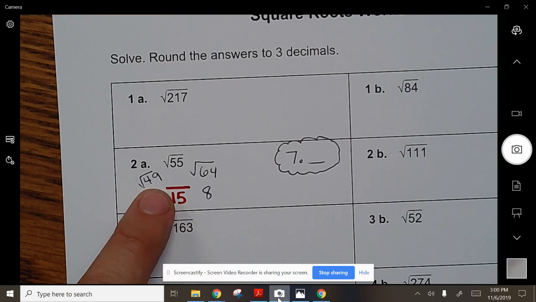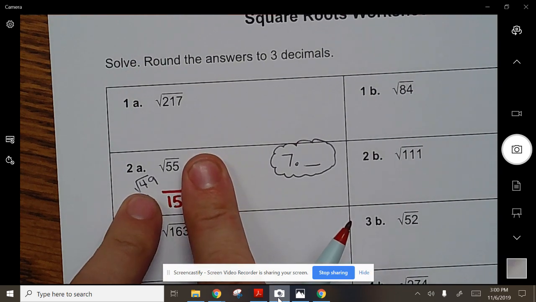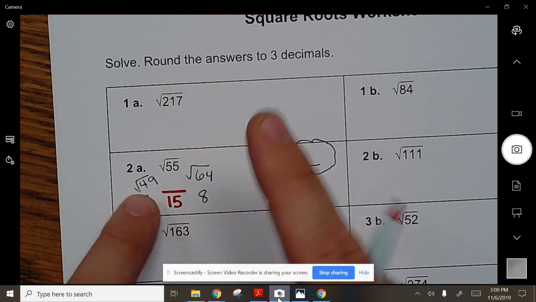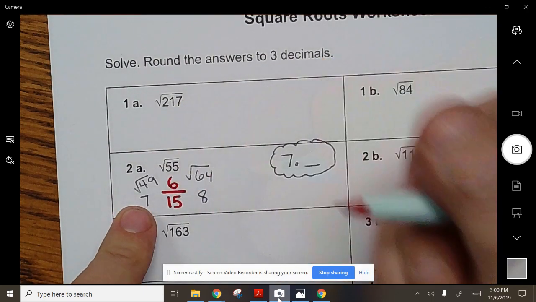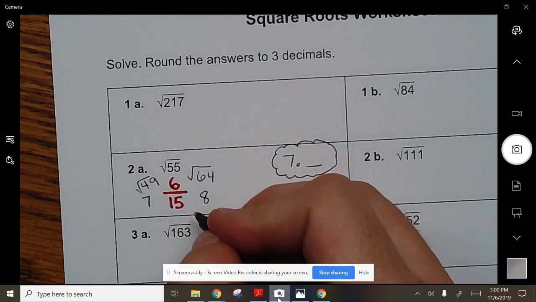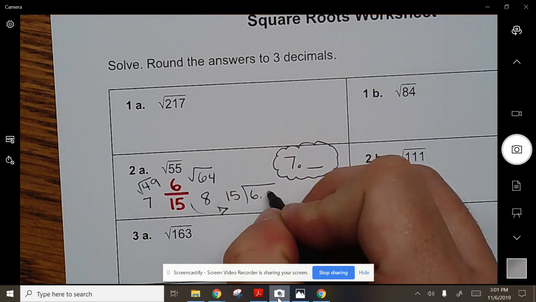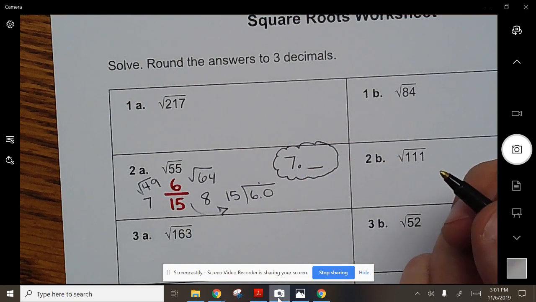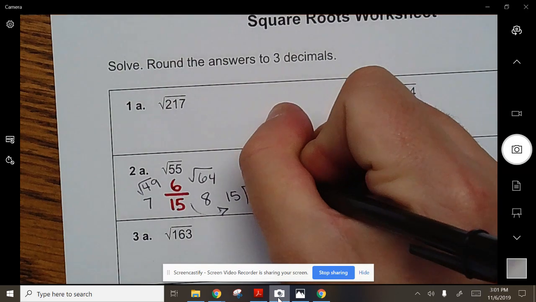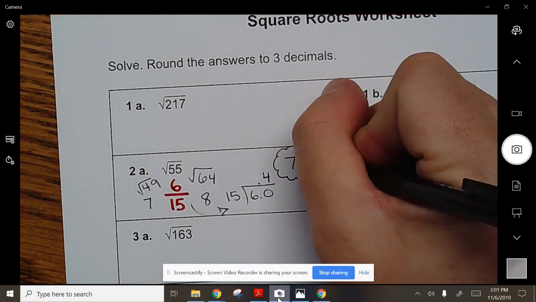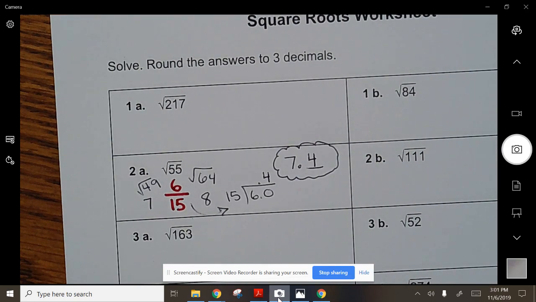For your numerator, you only need to look at the two on the left, the smallest perfect square and the actual question, and you find the difference between those. The difference between those two is 6. Then you turn this into an actual division problem, and 15 into 60 works out cleanly. It's 4 times. So your answer for this perfect square is going to be 7.4. Kind of interesting.